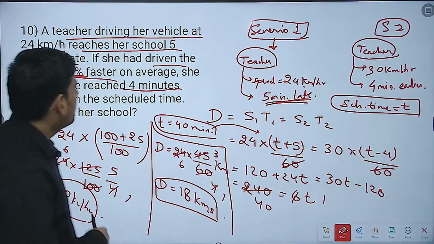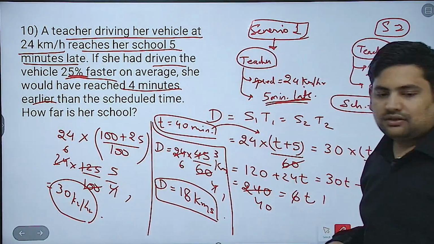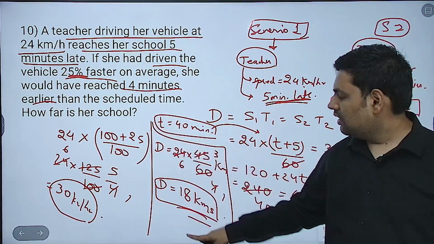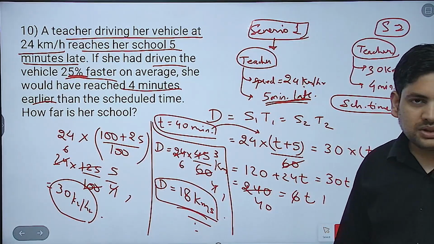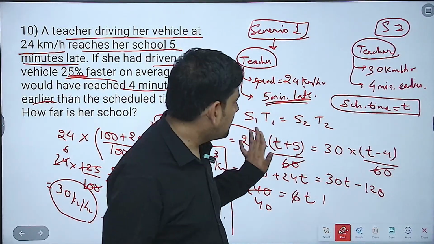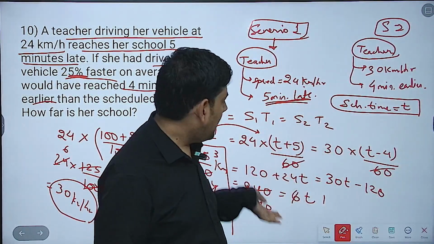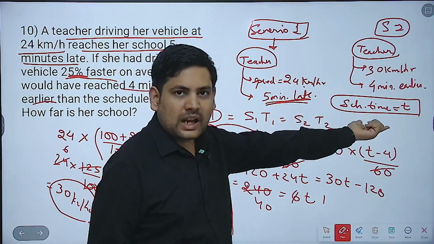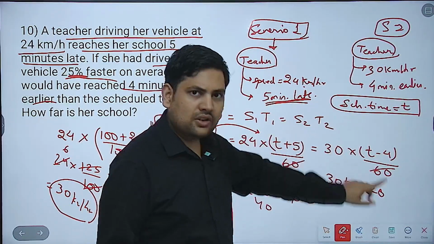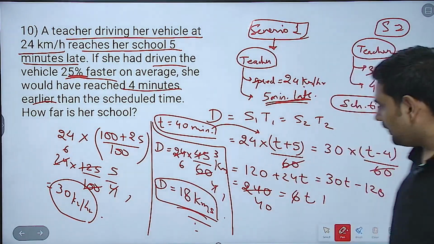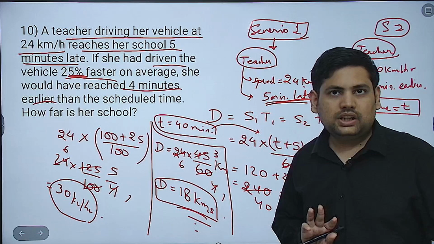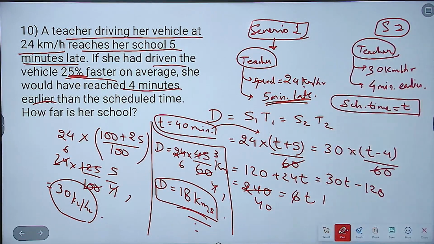Understood? That means teacher's house to school distance is 18 kilometer. How far is her school? So it is 18 kilometer far. Understood the entire process? First thing, you identified that distance is constant, then you equated s1 t1 is equal to s2 t2, and then you just put the values taking scheduled time as t. Then if she is late, you'll have to add, if she is early, you'll have to subtract. That's it. Then you solved it, got the value of t, put it back to get the value of distance. Simple. Okay, then let's do another one.